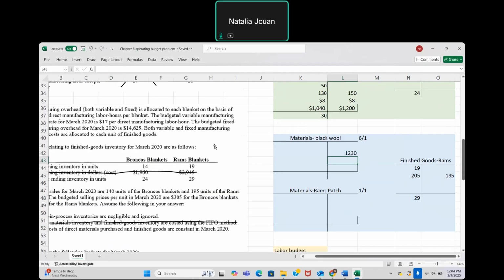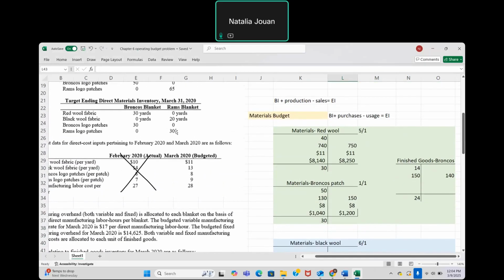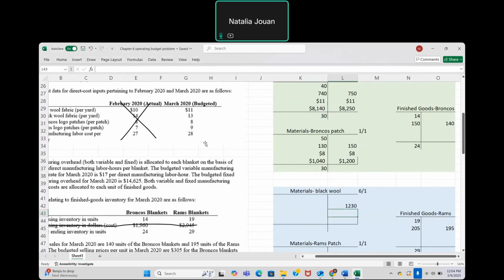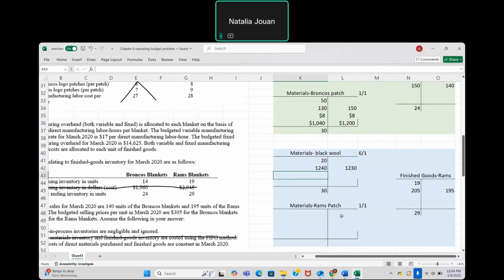And we're going to look up and see how much we have in inventory. Here we have 20 at the beginning, 30 at the end. This is yards. Okay, so now let's do the magic here. This plus the ending minus the beginning tells us that we're going to have to buy 1,240 yards. And then patches, we also need 1 patch. So we're going to put 205 here.